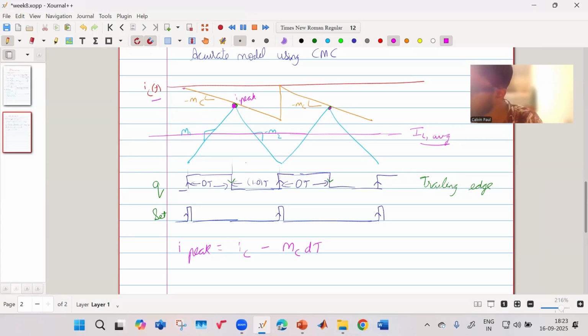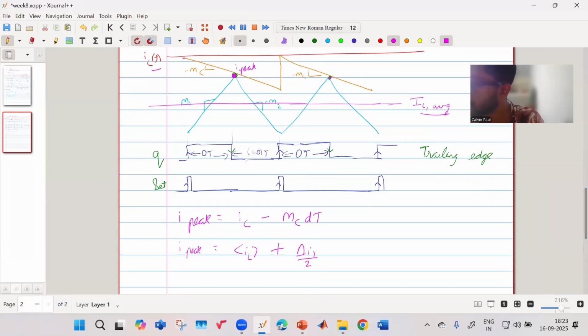Also, your I peak is your IL average plus delta IL by 2, because this is your IL average. This entire thing is your delta IL. This much is your delta IL by 2. Okay, so this we got. So IP is equal to IL plus delta IL by 2.